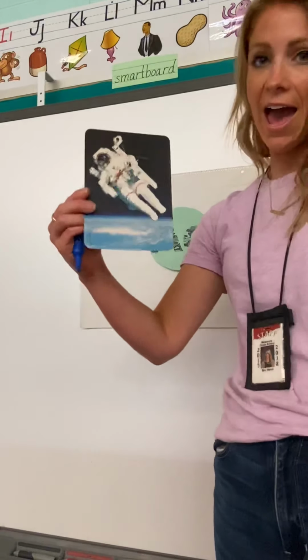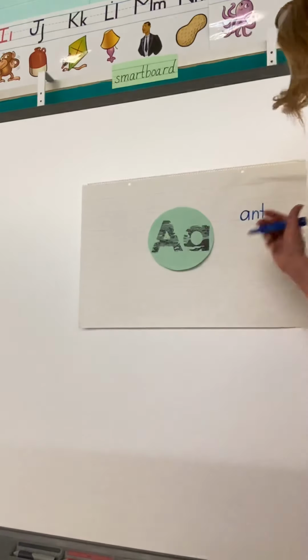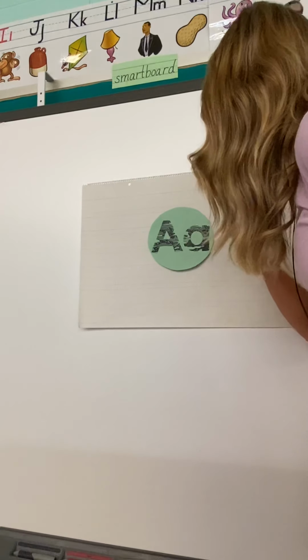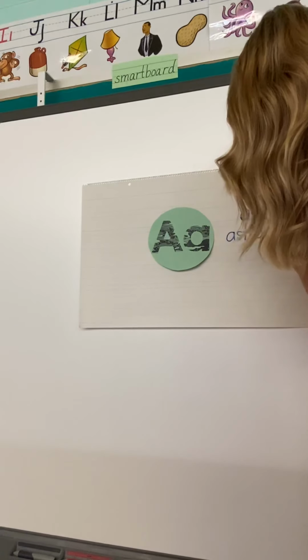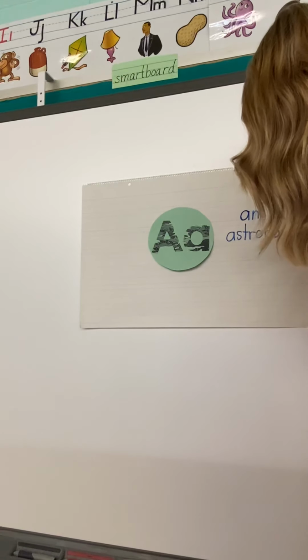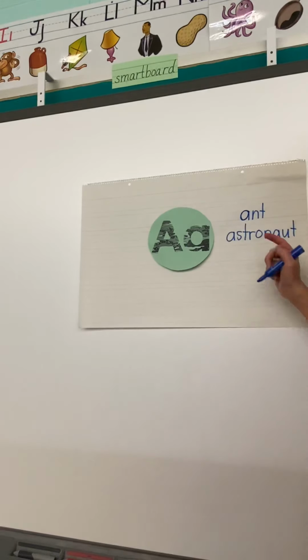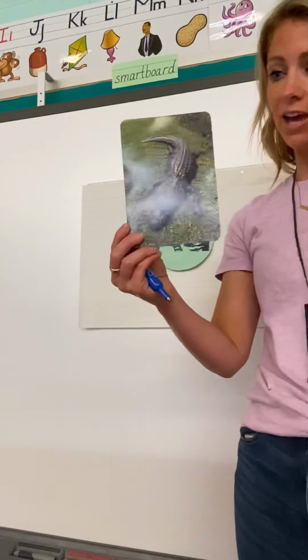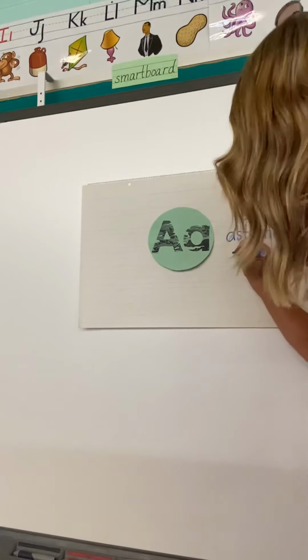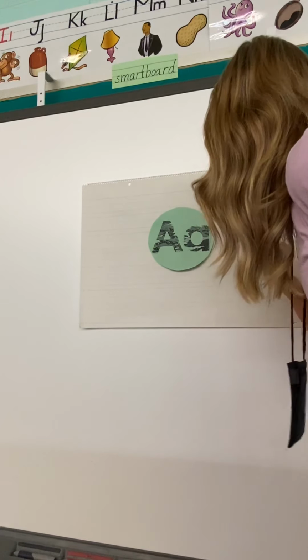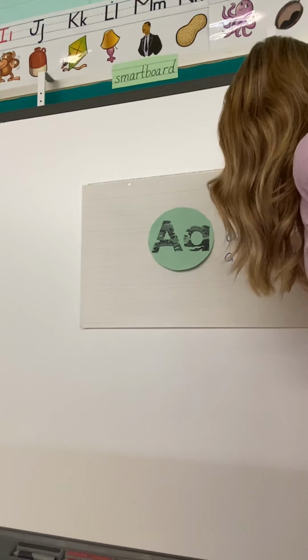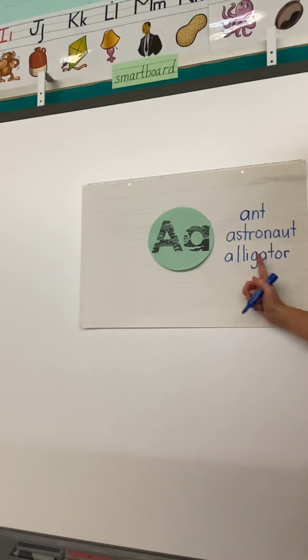Next picture is an astronaut. That's an A sound, isn't it? Let's put that word right here. Astronaut. Oh, and I see two A's there, one at the beginning and one towards the end. All right, one more picture. I have an alligator. It's a long word. Alligator. Oh, look at that. There's two A's, one at the beginning and one kind of in the middle or end there too. That's just 3 words.